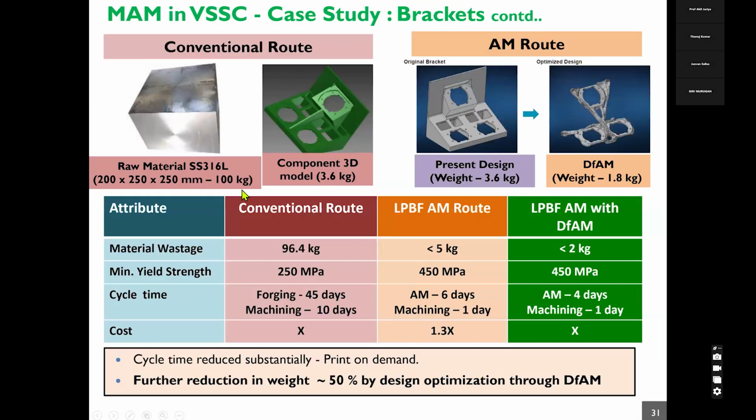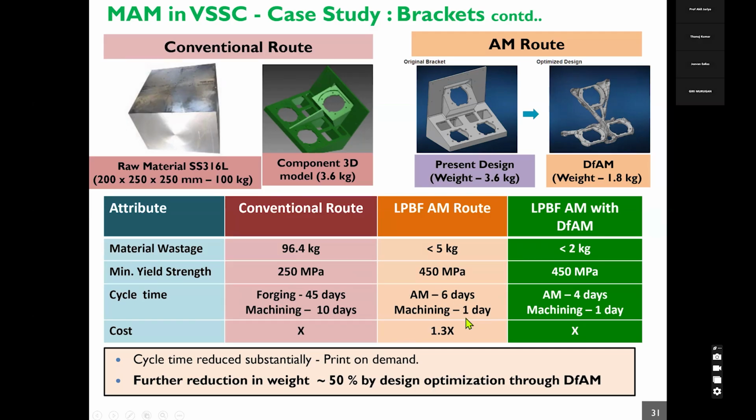And after this, again, you can see here to make these brackets by conventional route, we were using a forging weighing almost 100 kilograms. You can see the final component weighs only 3.6 kilograms. So there's so much material wastage involved. And also the cycle time involved is quite large. And when you do the same thing through additive manufacturing, we are able to save a lot of material. And of course, it gives us the advantage of increased strength. And the cycle time has also reduced to almost 1/10.